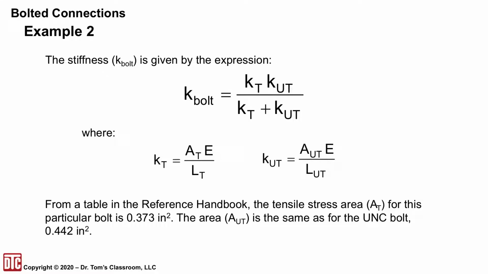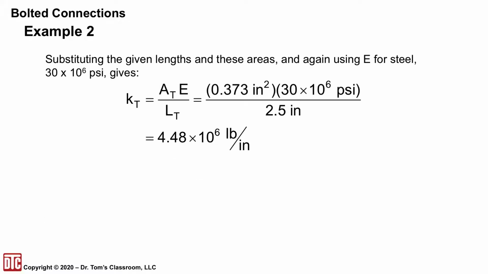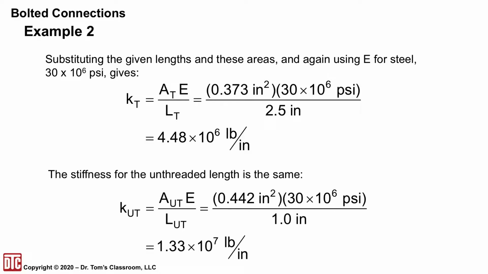The difference is that the tensile stress area A sub T for this particular bolt is 0.373 from the reference handbook, but the A sub UT is the same as for the coarse because it's the basic diameter of the bolt, 3/4 inch. So we have a new K sub T of 4.48 times 10 to the 6 pounds per inch.